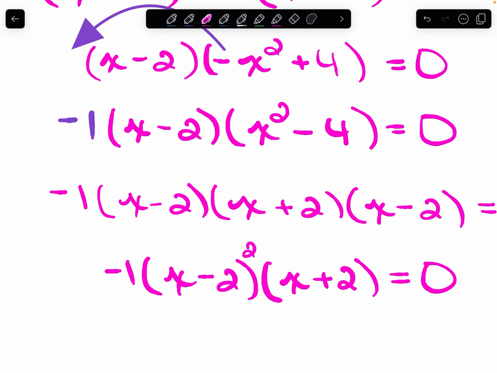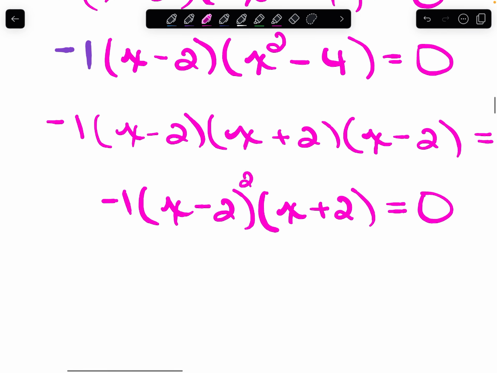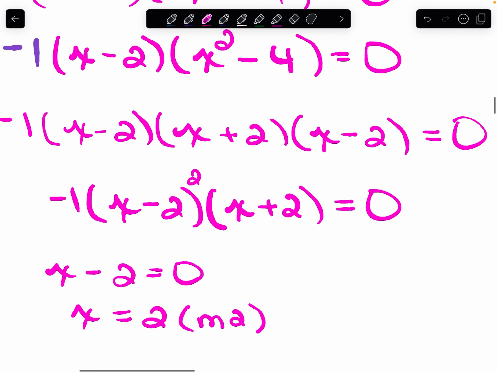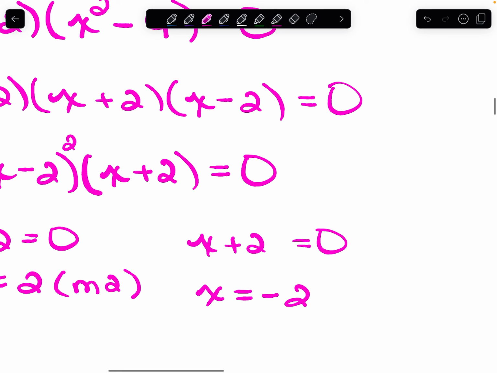All right, our polynomial is completely factored, so we're going to set each factor equal to 0. So the x minus 2 gets set equal to 0, which means x is equal to positive 2, multiplicity 2, because of the exponent. The negative 1 out front is a non-variable factor, so it's just ignored. Then we have our x plus 2 that we set equal to 0. So x equals negative 2, and its exponent was a 1, so multiplicity 1.